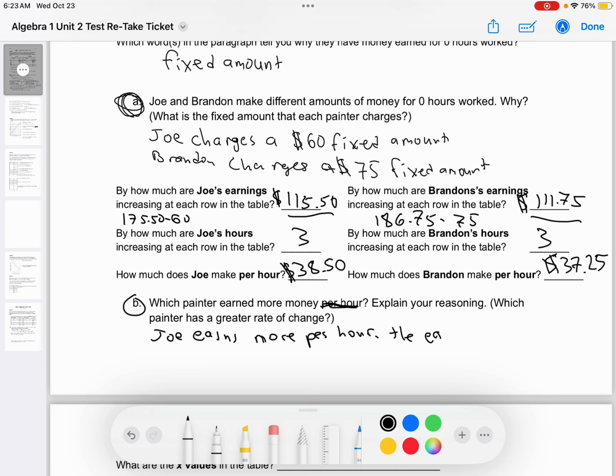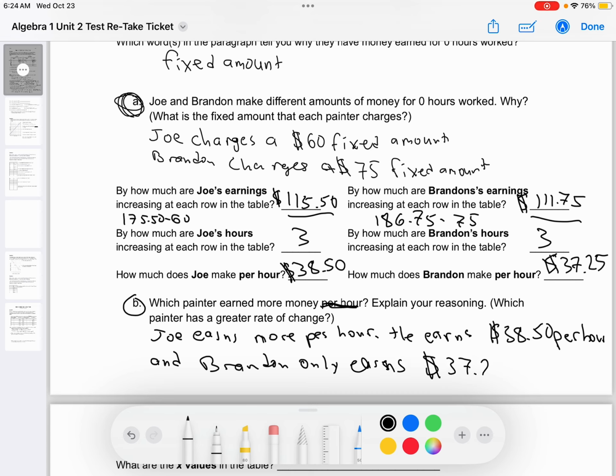He earns $38.50 per hour. And Brandon only earns $37.25 per hour. So that is the answer to question B.